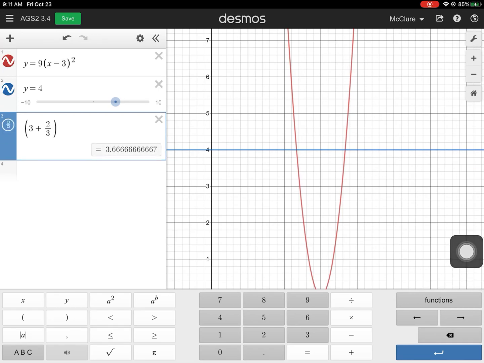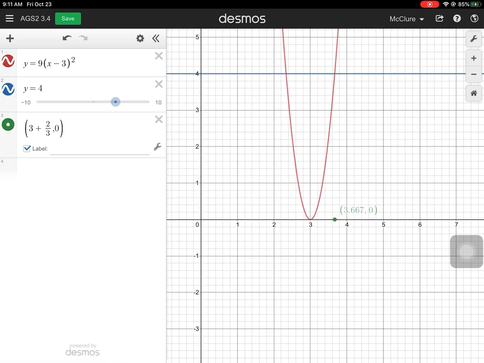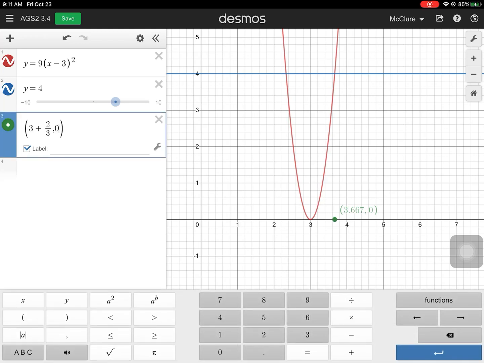Let's close that. No, we don't want to close it yet. Let's see if we can get a comma in for the y value. And then it should be 0. And then close that, add the label, and 3 plus 2/3. And this is where it intersects with the x-axis. You can see that, so that's the solution to the quadratic.